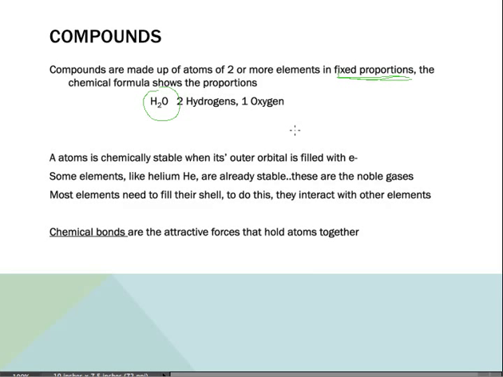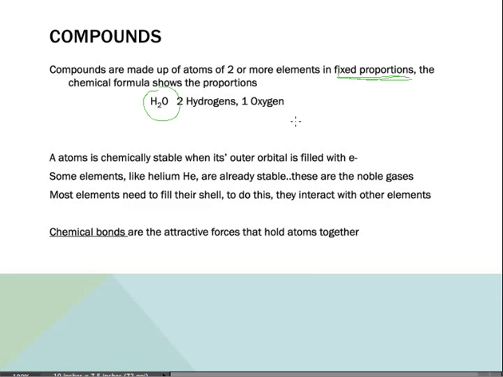An atom is chemically stable when its outer orbital is filled with electrons. So that's what we just said. Some elements like helium are already stable. Those are the noble gases, and again, those are the ones that don't mix with the riffraff. They already have a full valence shell, so they really wouldn't benefit from mixing or bonding or being in a compound with anything. So they don't. But most elements need to fill their shell.